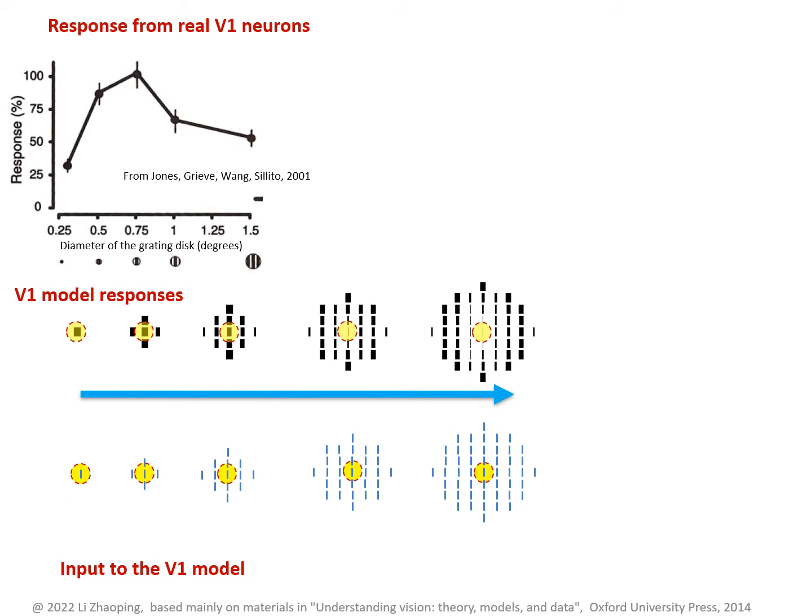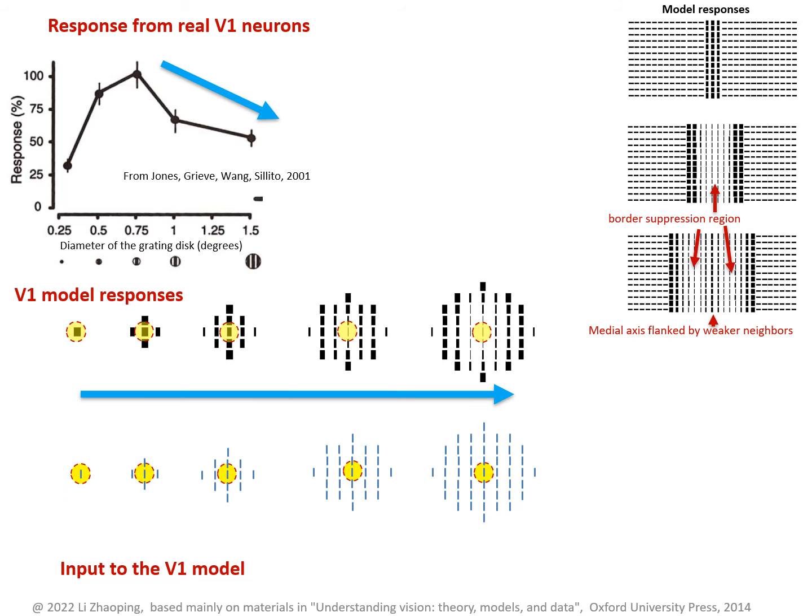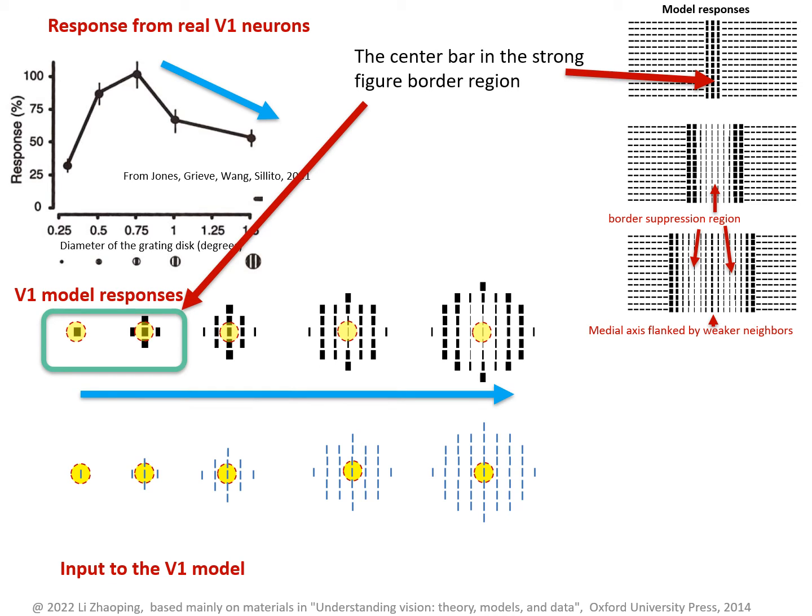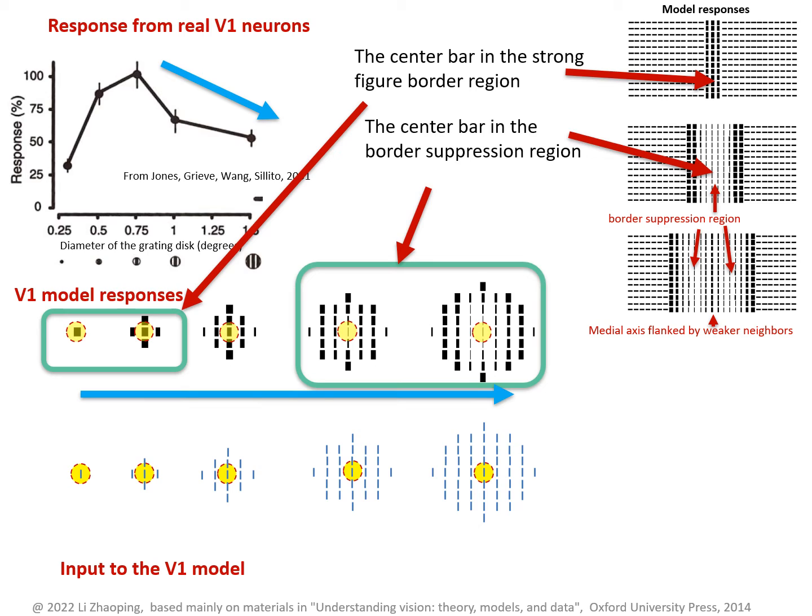The decreasing responses at the center of larger gratings agree qualitatively with physiological data. These model responses are easily understood from our observations of how the responses to the center of a texture region change with the texture size. When the grating is small, the center of the grating is in the strong figure border region. For larger grating sizes, the center of the grating is in the border suppression region, suppressed by the strong periphery of the grating.